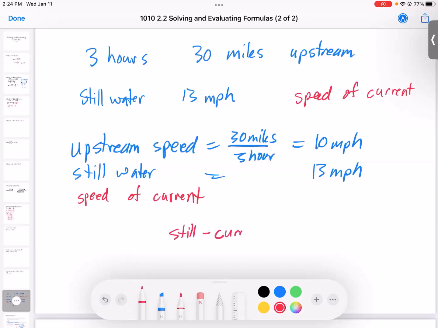And the reason it's minusing it is because the current is working against it. That equals this upstream speed. Does that make sense? And so if we put in our numbers, we would get 13 minus the current speed equals 10. And that's how I know that the current speed is 3.